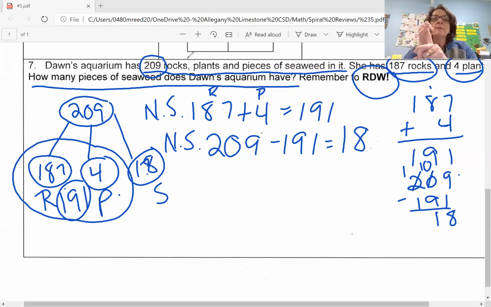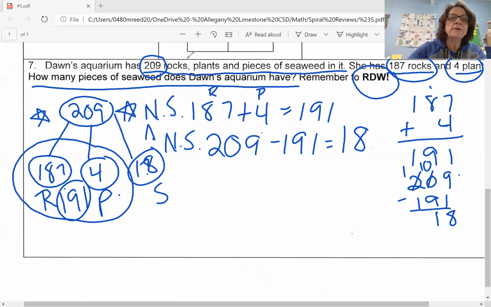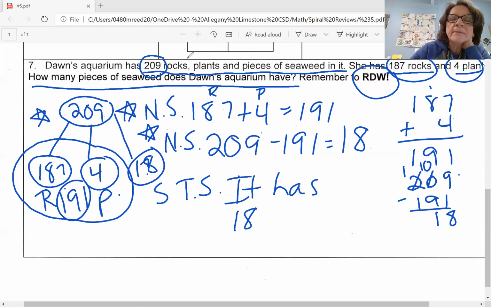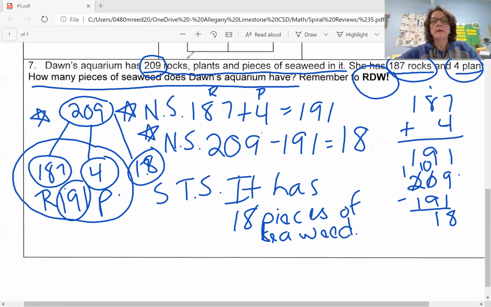So what am I left with? I read the problem, I underlined my knowns. I drew my picture right here. I did my number sentences. I needed 2 because it was a 2-step problem. And now I need my target sentence. What does the target sentence do? Well, it answers the question. So let's go back to the question. How many pieces of seaweed does Dawn's aquarium have? It has 18 pieces of seaweed. And there's your answer, okay? And that's why we encourage you when you're in class to answer in a complete sentence, even if you are just answering orally, because that helps you when you go to word problems.